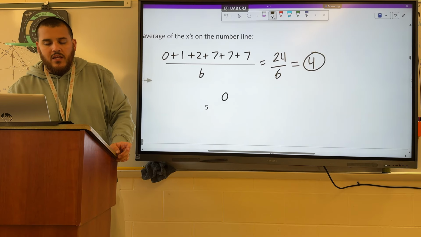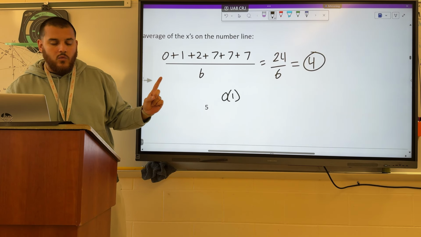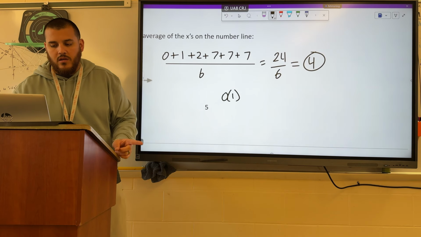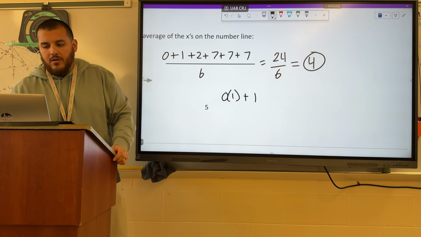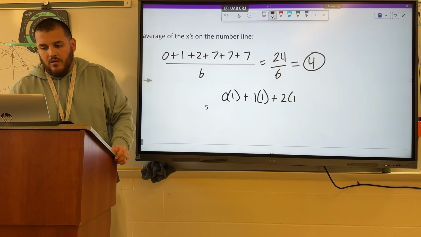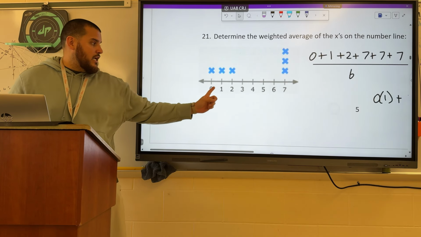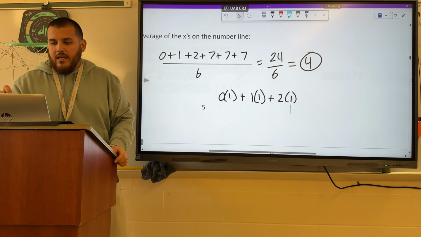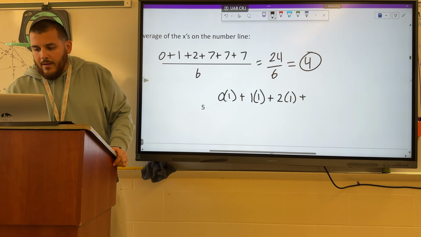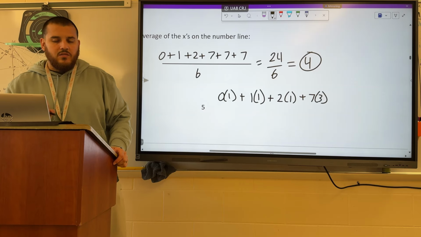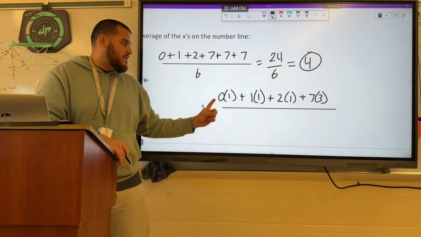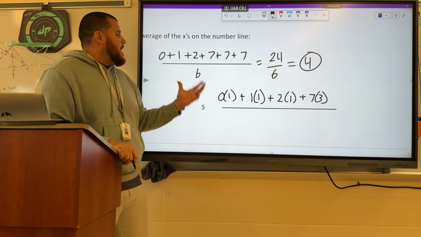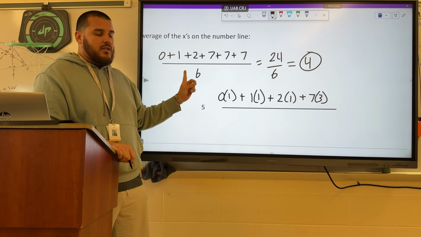So the 0 on the number line had 1x above it, so that means it has a weight of 1. We're going to multiply it by its weight of 1. We're still going to be adding since we're doing average as we did. The 1 on the number line had a weight of 1, so I'm multiplying it by 1. The 2 had a weight of 1, so I'm multiplying it by 1. So again, I'm taking each coordinate and multiplying it by its weight. So that means when I add for our 7s here, I'm adding a 7 multiplied by its weight of 3. And on the bottom, what I'm doing is I'm getting the sum of the weights. So I'm not going to change things here and divide by a different number. It's still going to end up being 6.